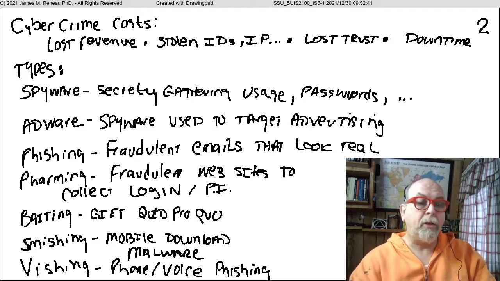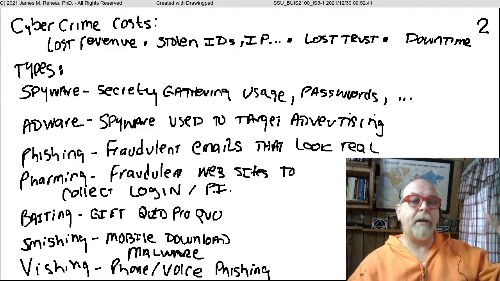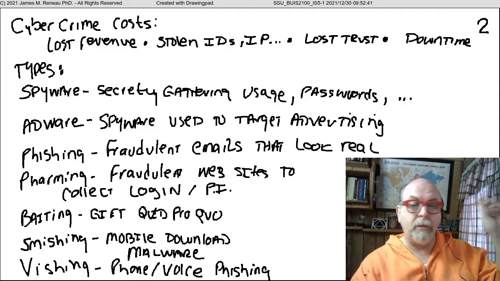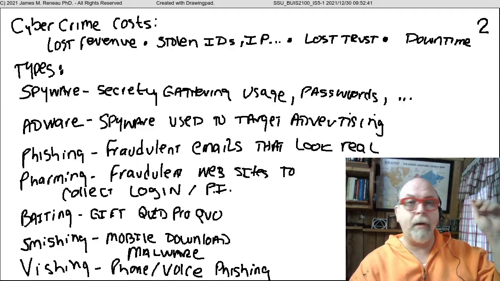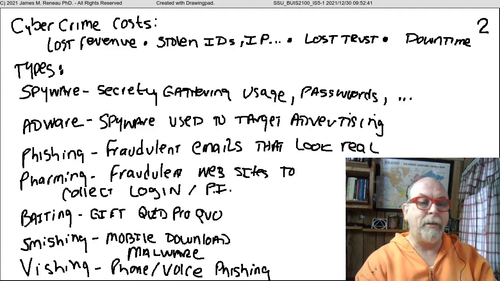Phishing, which are emails that look real. The text of the email says, click here to order this, or we're your credit card company, you need to log into our website. But when you look at the origin, the email addresses, the servers that handled it, you can see that it's not quite right.